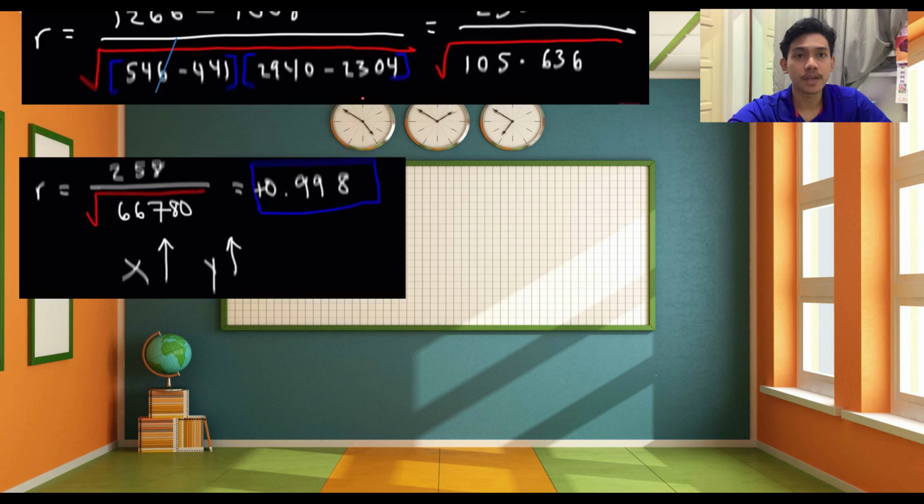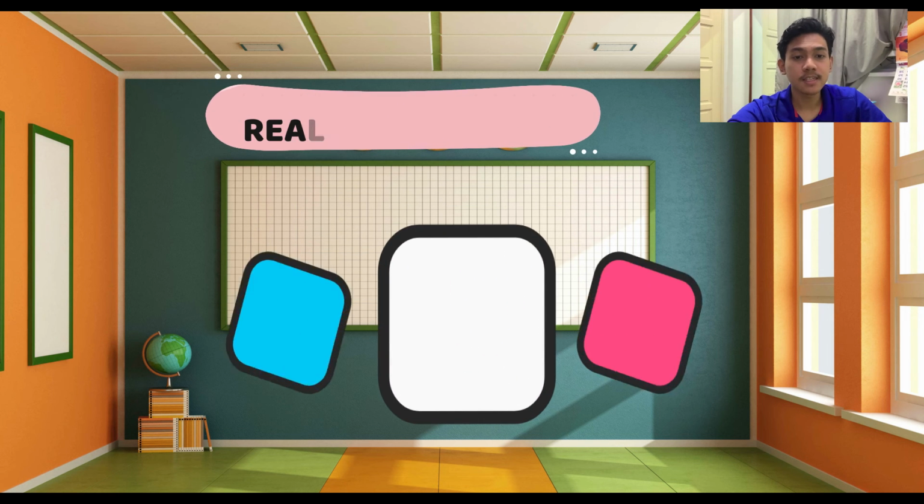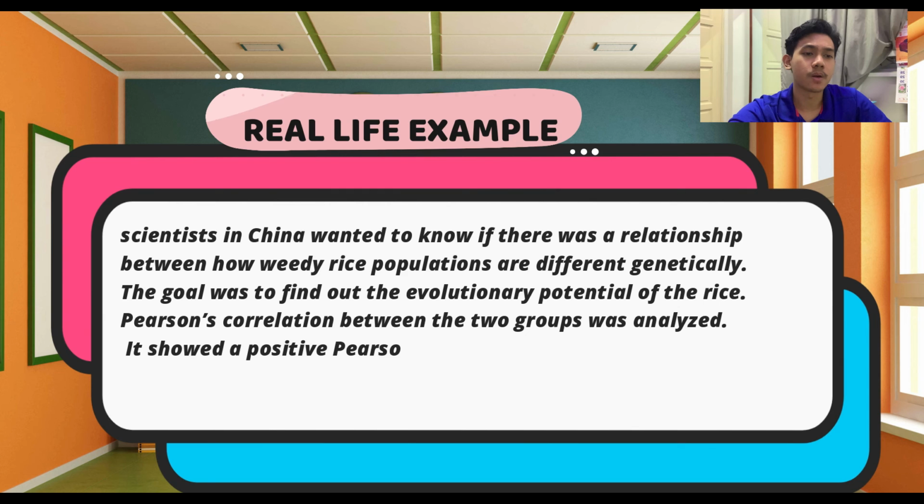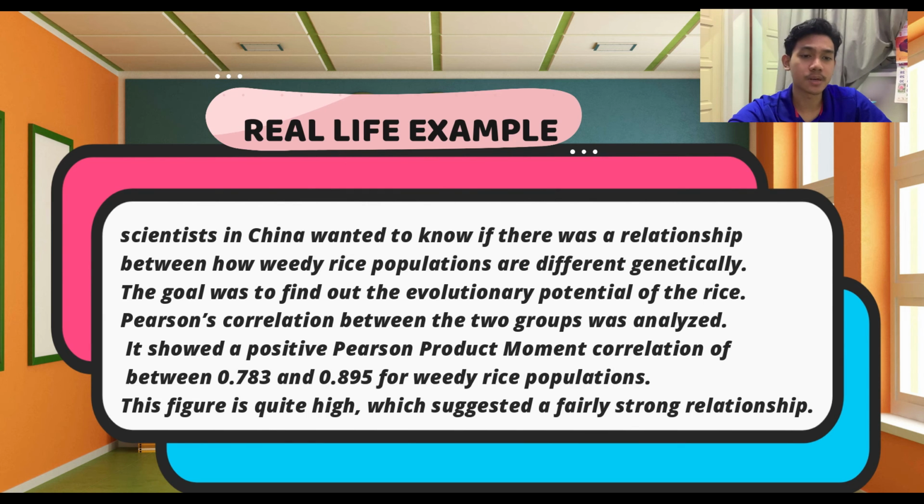So this is a real life example for this topic. Scientists in China wanted to know if there was a relationship between how weedy rice populations are different genetically. The goal was to find out the evolutionary potential of the rice. Pearson's correlation between the two groups was analyzed. It showed a positive Pearson product moment correlation of between 0.783 and 0.895 for the weedy rice population. This figure is quite high, which suggests a fairly strong relationship.